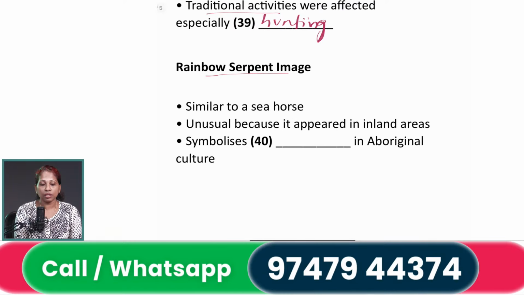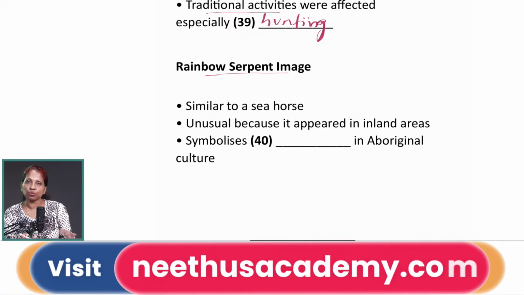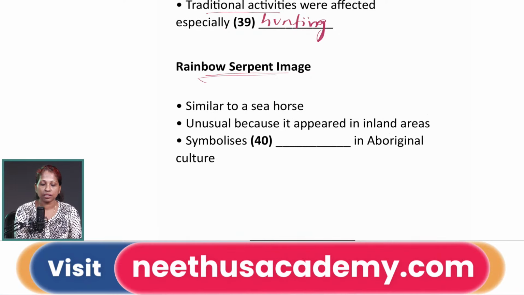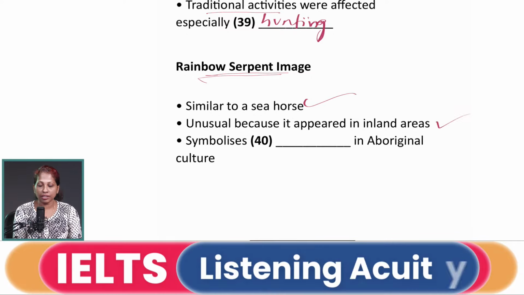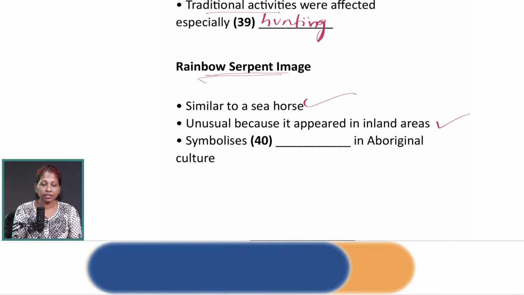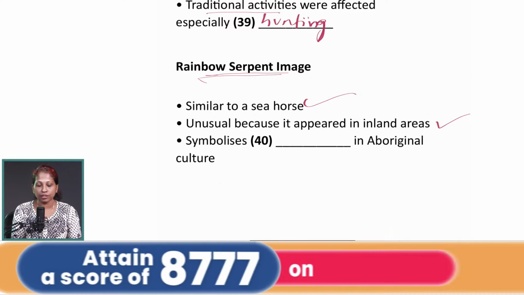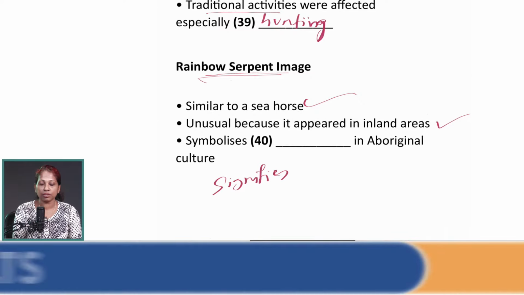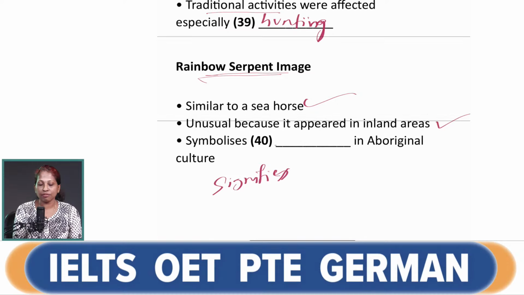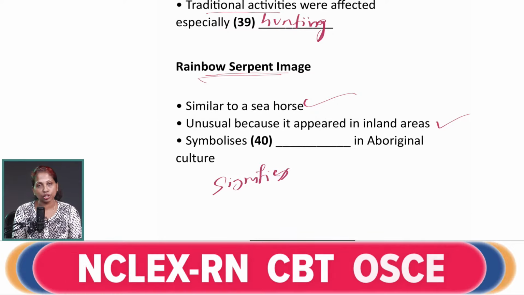Next we have to look at the serpent image. Now maybe they have studied the image, what it looks like. So we are looking at the serpent image, similar to a sea horse, already given. Unusual because it appeared in inland areas, already given. Symbolizes, that means it signifies something. Signifies dash in Aboriginal culture. It signifies something in their culture.